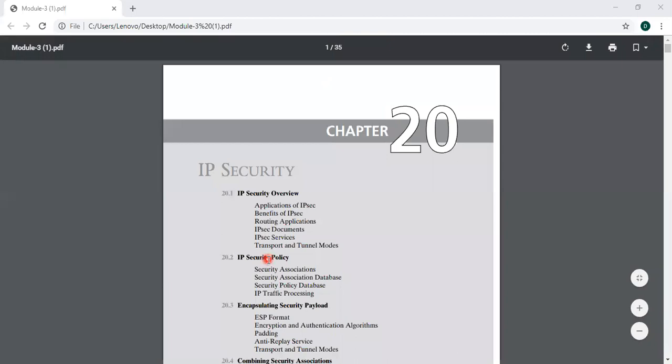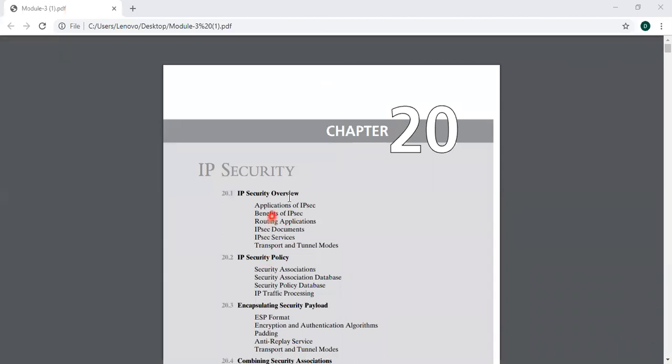Today's class will be discussing IP security policies. In the previous class, we discussed the IP security overview. So in today's class, we'll be discussing IP security policies, and with some architecture, we'll be discussing what a security association database, a security policy database, and IP traffic processing are.